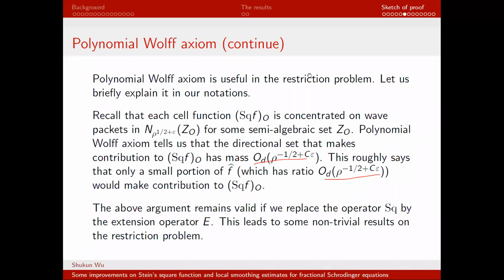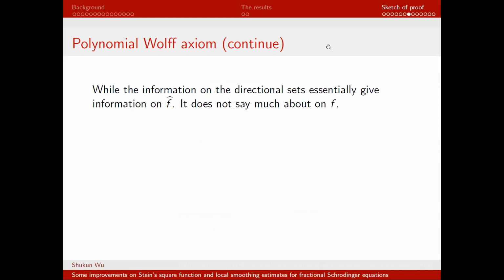And the above argument remains valid if we replace this square function operator by the extension operator. So we can also work on the extension operator and do the same type of argument. And we'll find that for each cell function EF, only a small portion of F hat will make contribution to this cell function. And this will lead to some non-trivial result for the restriction problem. However, the information on the directional set essentially gives information on F hat. It does not say much on F.